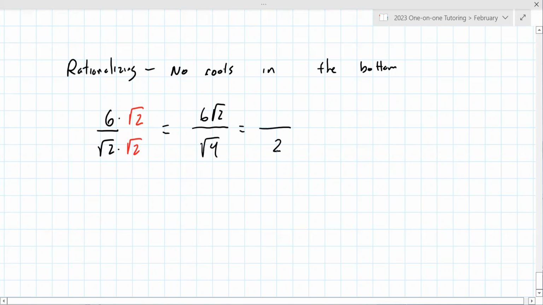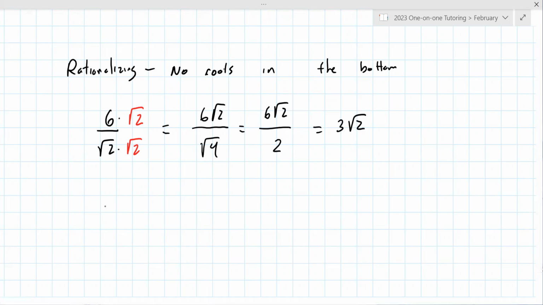What is 6 divided by 2? 3. So this becomes 3 square root 2.